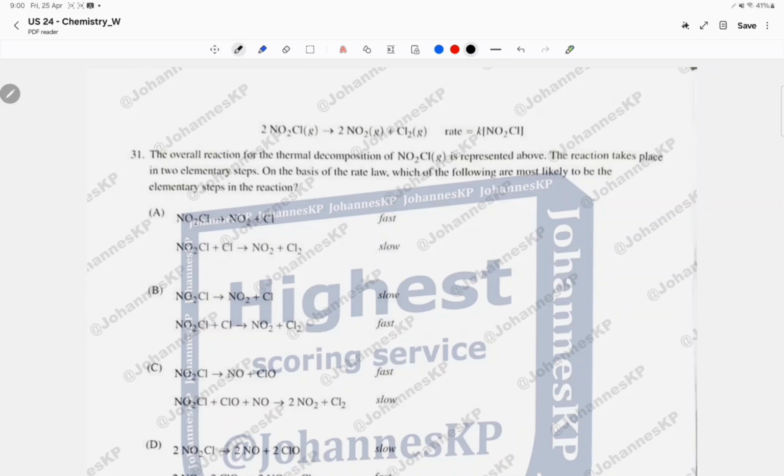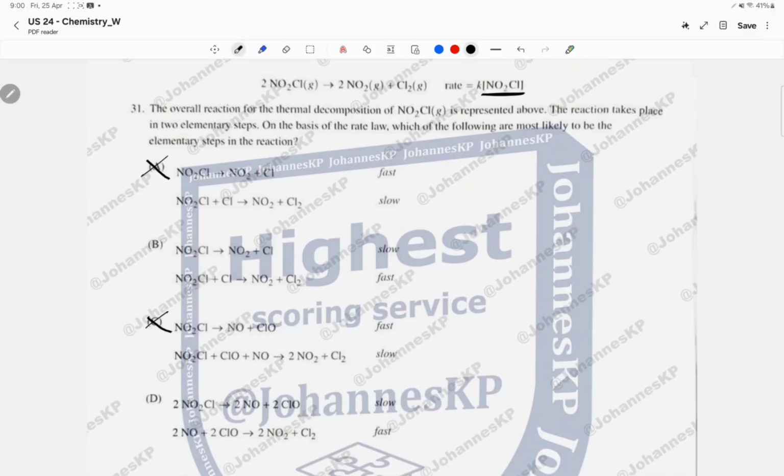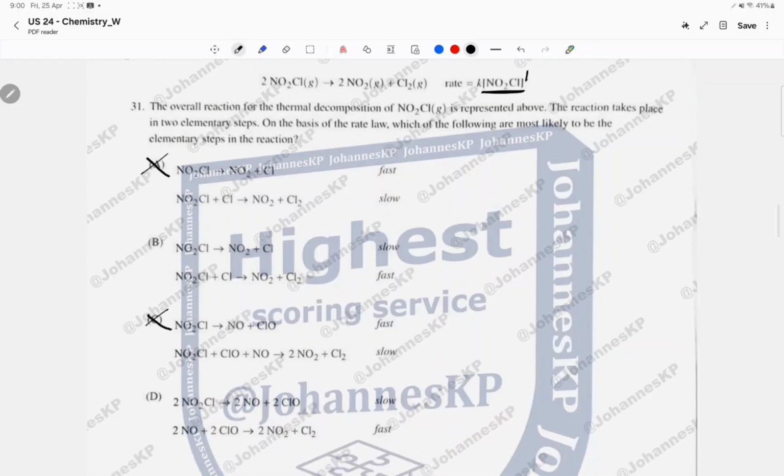2NO2Cl becoming 2NO2 and Cl2. Reaction takes place in 2 steps, right? And the rate law must have a single reactant of the NO2Cl in the slow step. So it's not going to be A, right? C looks good. B looks good. C looks bad. Yep, the power is 1. That means you must have a single NO2Cl. So it's choice B.